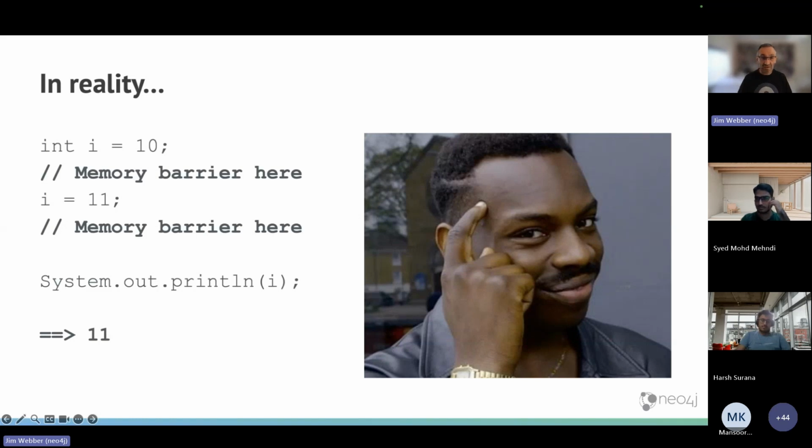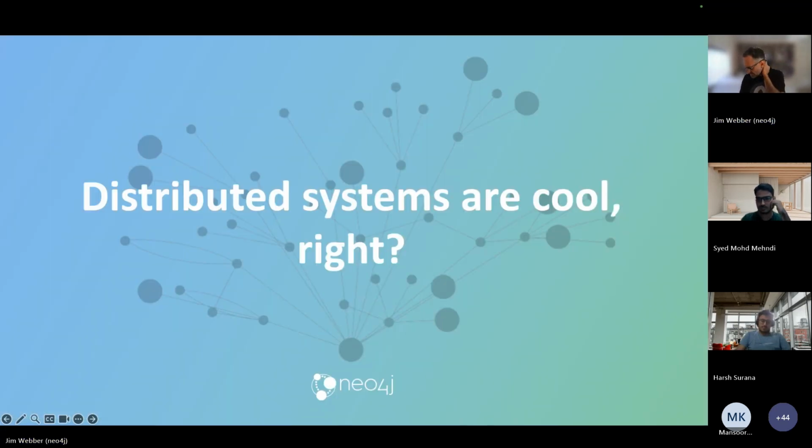So instead, we have a bunch of craziness. I guess since you came to this talk, you quite like distributed systems. I'm going to try and put you off because distributed systems are cool, but they're also kind of insane.